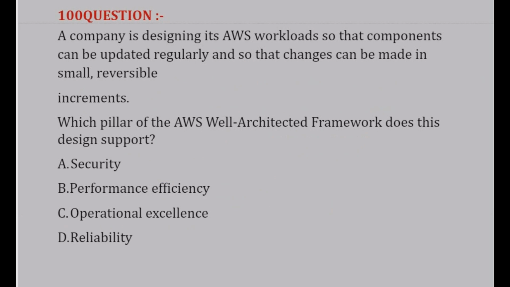Question is, a company is designing its AWS workloads so that components can be updated regularly and so that changes can be made in small reversible increments. Which pillar of the AWS Well-Architected Framework does this design support? Option A, security. Option B, performance efficiency. Option C, operational excellence. Option D, reliability. Correct answer is option D.